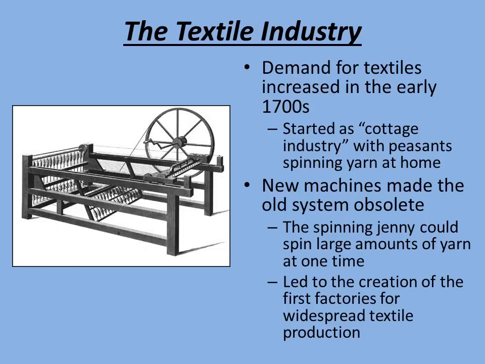And it was okay for a while, but it wasn't very efficient, and the system of producing this yarn out of cotton was really, really slow. And new machines came along that could produce yarn at a much faster rate. For example, the spinning jenny, which you see a picture of right there. You could spin huge amounts of yarn at one time, and that leads to the creation of the first factories for widespread textile production, because you don't need tiny little houses to do this when you've got these major factories that can do it.